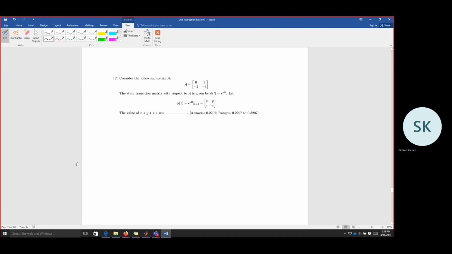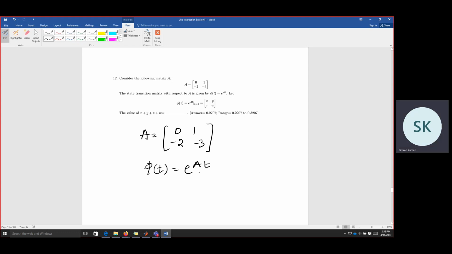Now this question, consider this matrix A, which is given. The state transition matrix with respect to A is e to the power At, and when this is evaluated at 1, this gives x, y, z, w. So what is the sum of these values that has been asked?